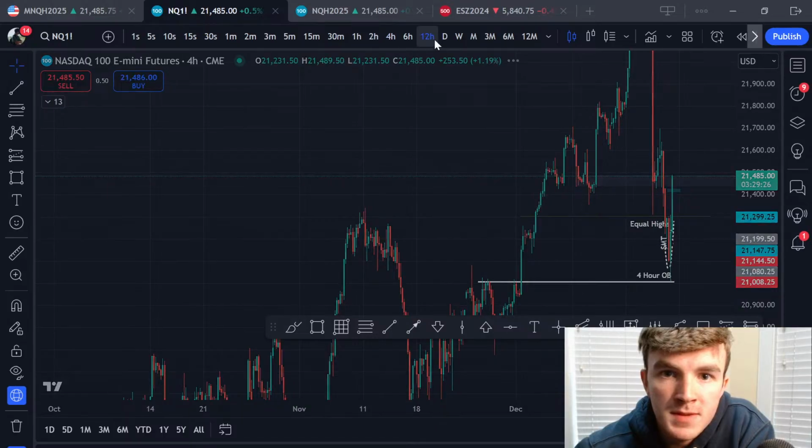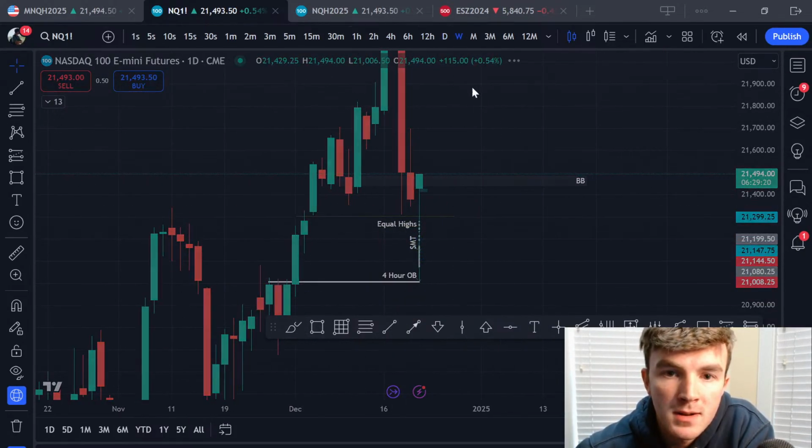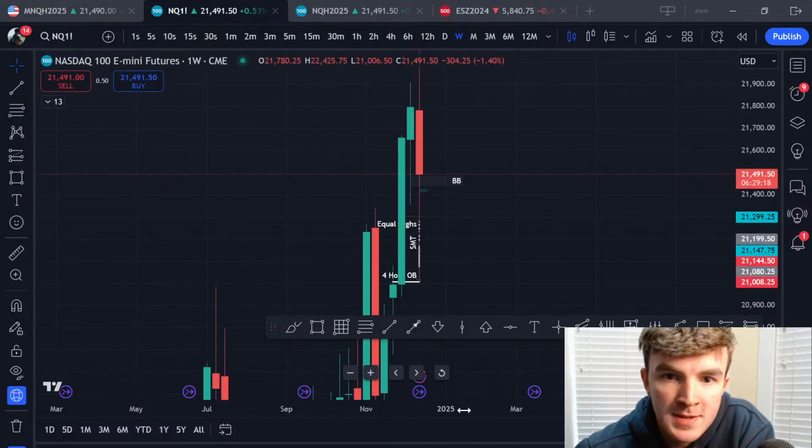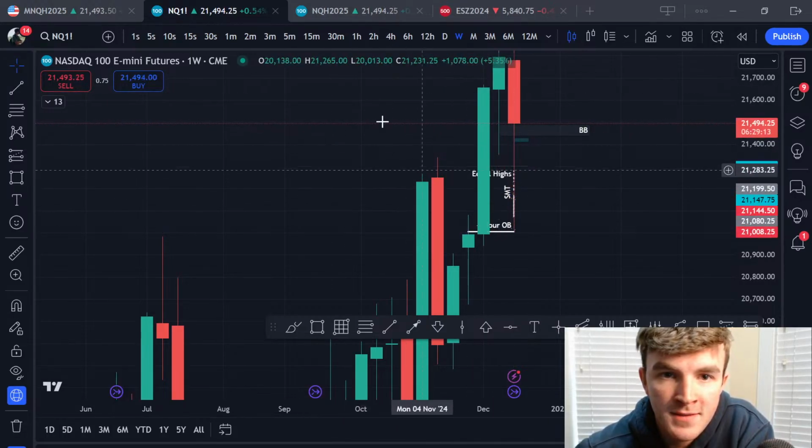But yeah, because we also had this weekly gap. The weekly gap is possibly being held, so we might continue higher, to be honest, for the higher time frame.